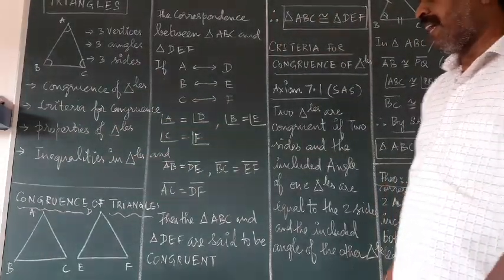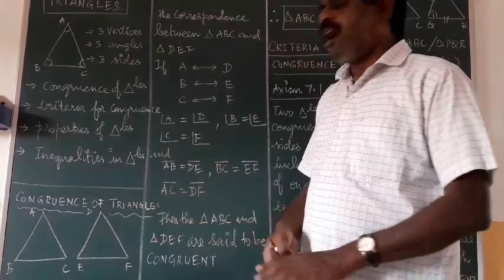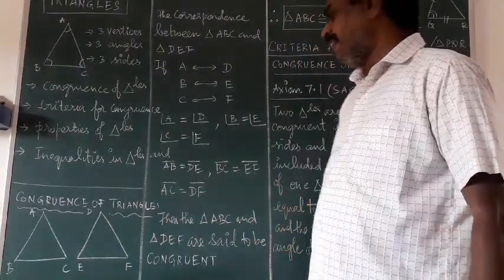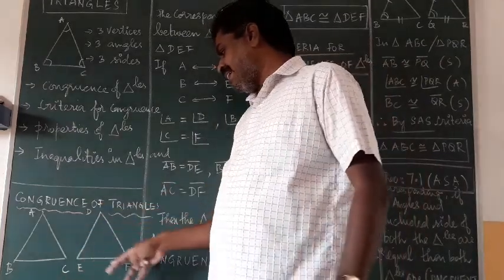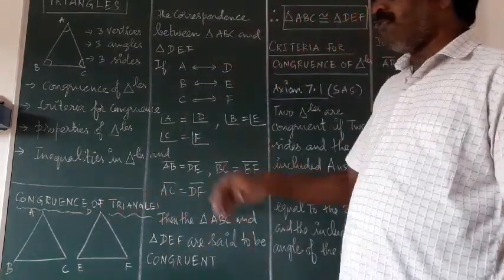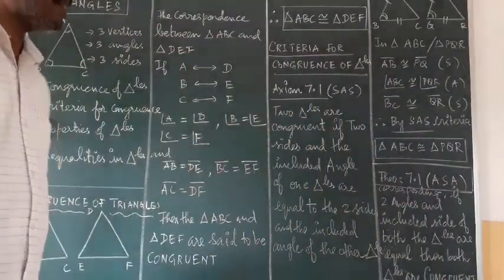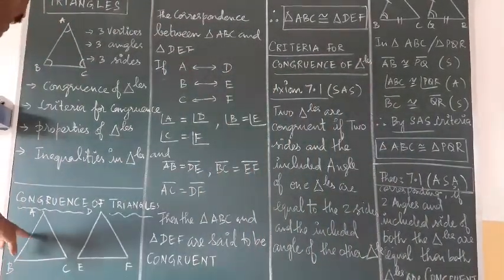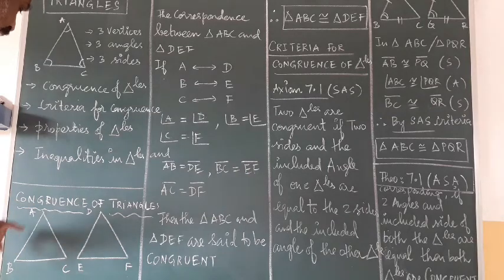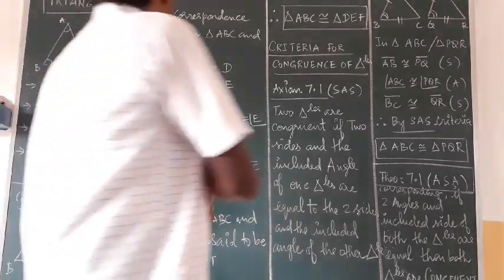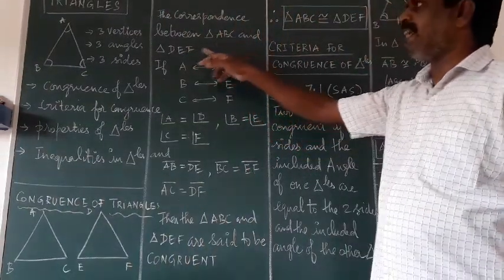Okay. First we will take the congruence of triangles. How will we find the congruence of triangles? Suppose I am taking two triangles, ABC and DEF. How can we consider that both triangles are same to same? What is the rule behind it? This is the rule: find the correspondence. Correspondence means side, vertex, angle. All these correspondents are equated, the correspondence between triangle ABC and DEF.